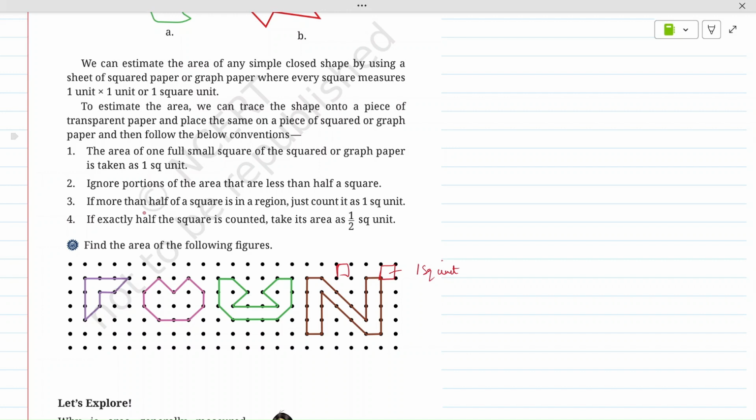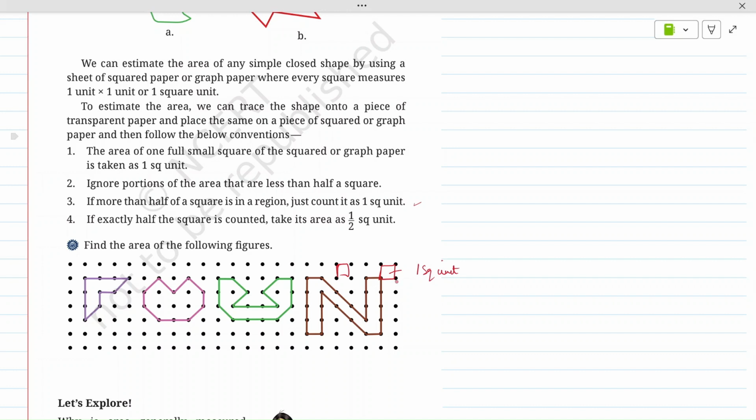Third, if more than half of a square is in the region, just count it as one. So if there are certain squares which represent more than half of the square, take them as one. If it is less than half of the square, just ignore them, and if it is exactly half a square, then we have to count it as half. So these are the four things which we have to keep in mind.